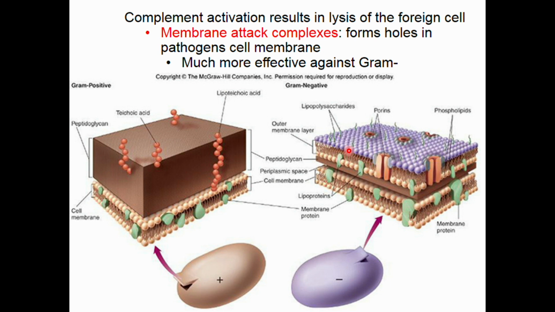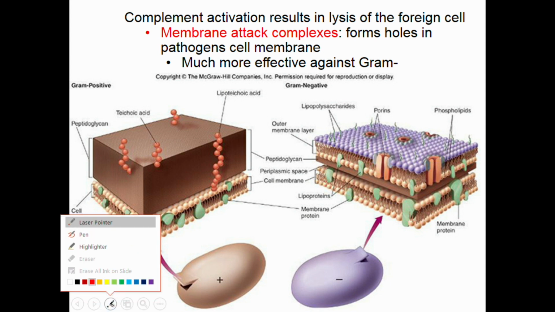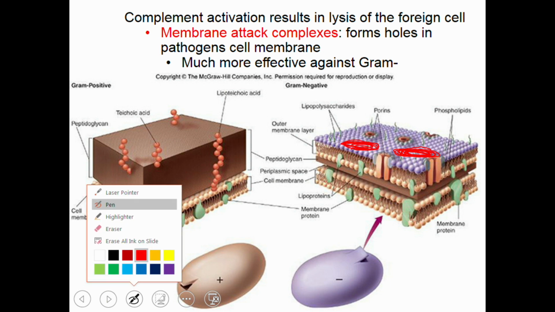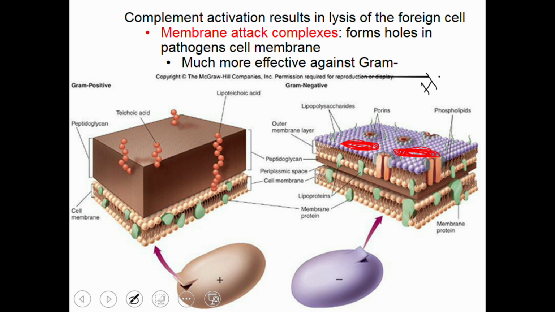Well, think about it. Gram-positive bacteria, as we've talked about, have a very thick peptidoglycan wall, whereas gram-negative bacteria have a thinner peptidoglycan wall, but then on the outside, they've got the outer membrane, and that is the key. The outer membrane layer of the gram-negative bacteria is where the majority of the membrane attack complexes form. In other words, the complement system is going to punch big holes in this. And when it does that, basically a whole bunch of water is going to start flooding into the cell unchecked.